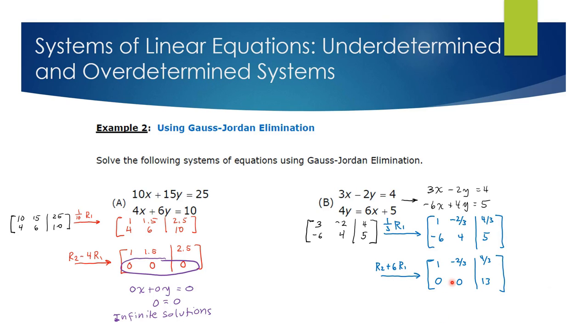Well, what I have here on the left-hand side is that row of zeros again. So I have 0x's plus 0y's equaling 13, which means 0 equals 13, because I have neither x's nor y's, and totaling together is 13. So I have nothing equals something. That's no solution.